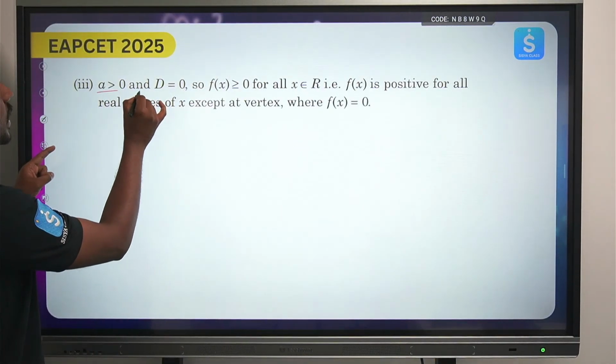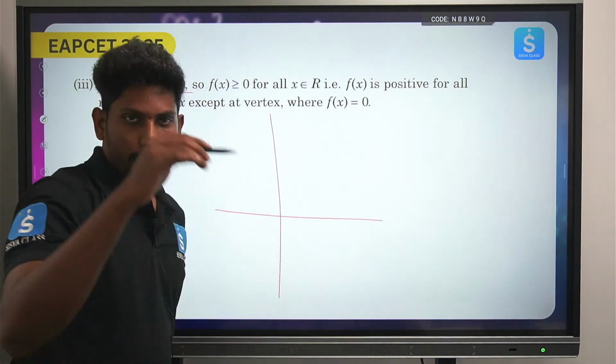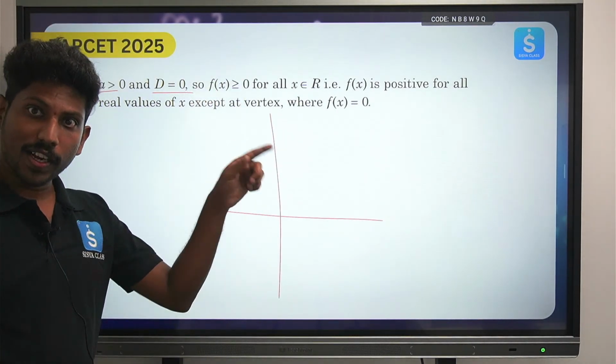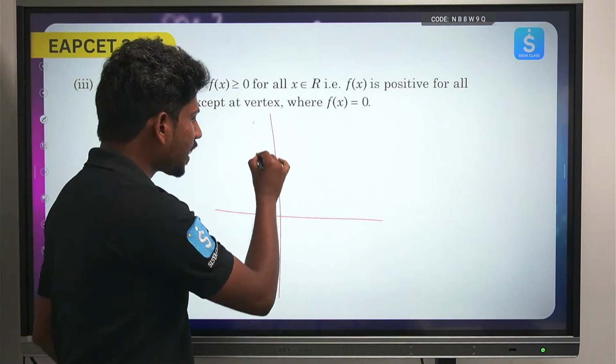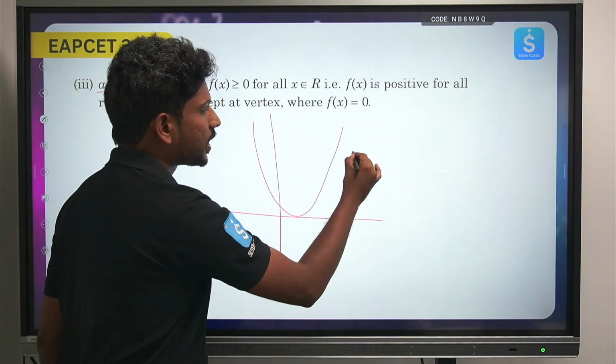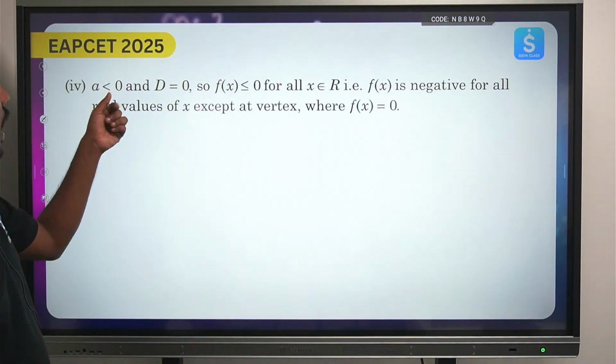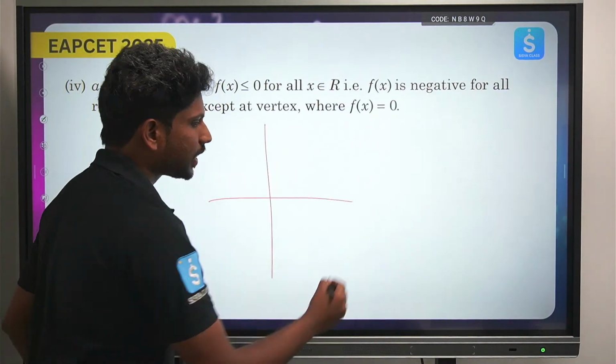Here we have a is greater than 0 and d equals 0. Then what does it mean? What will the parabola look like? There will be a parabola facing upward, but it is just touching the x-axis at some point, only once. Okay, so this is a greater than 0 and d equals 0. And the next one is a less than 0, that means it is facing downward.